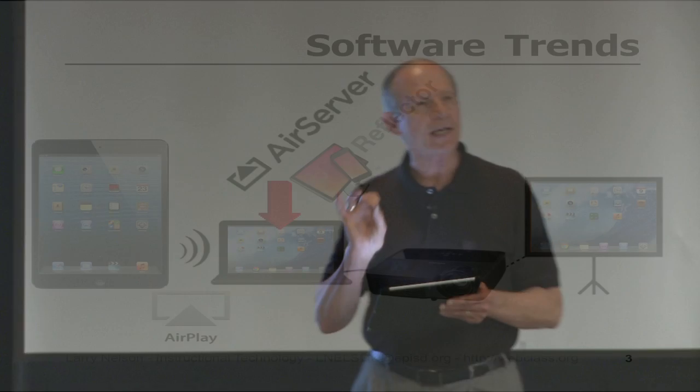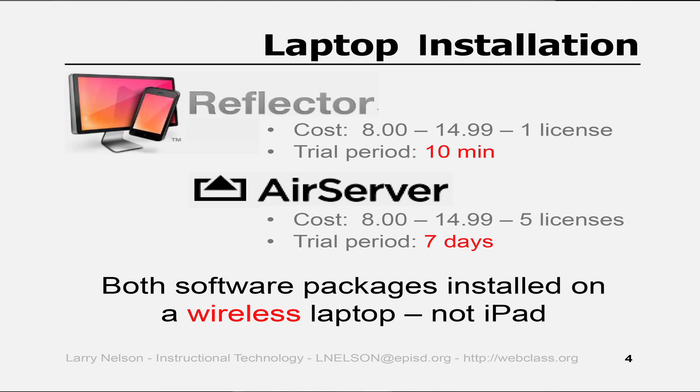Now, look how inexpensive and how easy it is to try this out. Reflector is somewhere between $8 and $14.99. Some days it's $8, and we can go online to reflectorapp.com and find it for $8 as a teacher. But we only have a 10-minute trial period. We can try it out. It's free for that amount of time. And it works very well. Sometimes it sticks a little bit on some of the screens, but it works very well. I've used it for almost a year now. I've just started using Air Server.